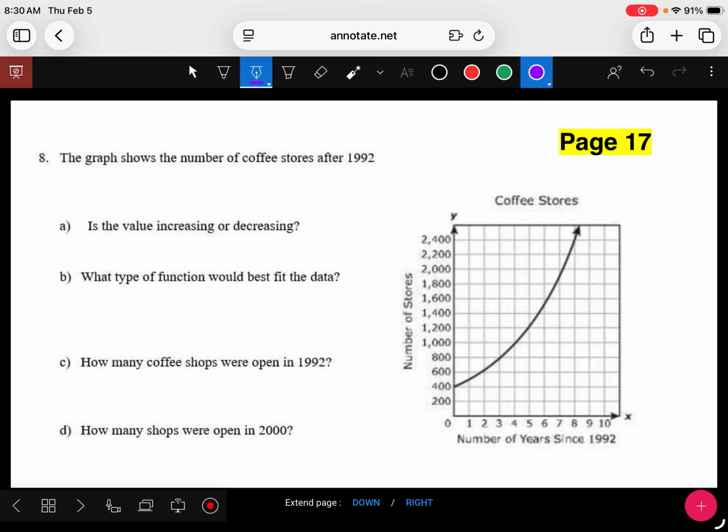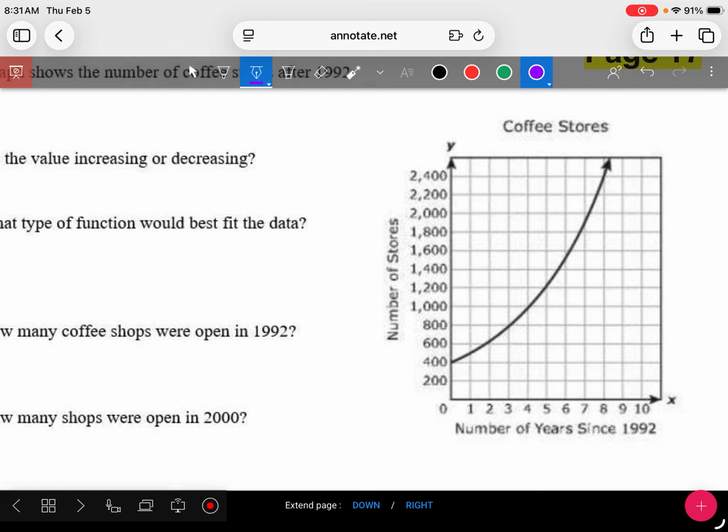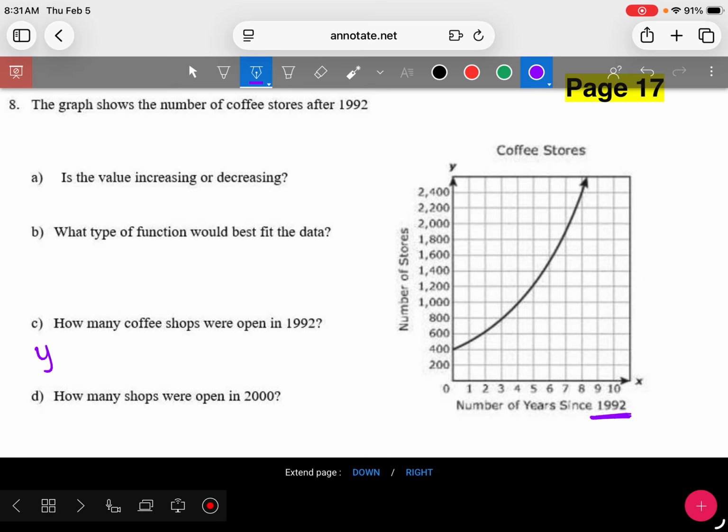So this is another exponential graph. You got to figure out if it's going up, that would be growth. If it's going down, it's decay. How many coffee shops were open in 1992? And because this says since 1992, again, this is asking for your y-intercept. In other words, what was the first y value? All right, so I'll give you a second to answer those, and then we'll go through them together.